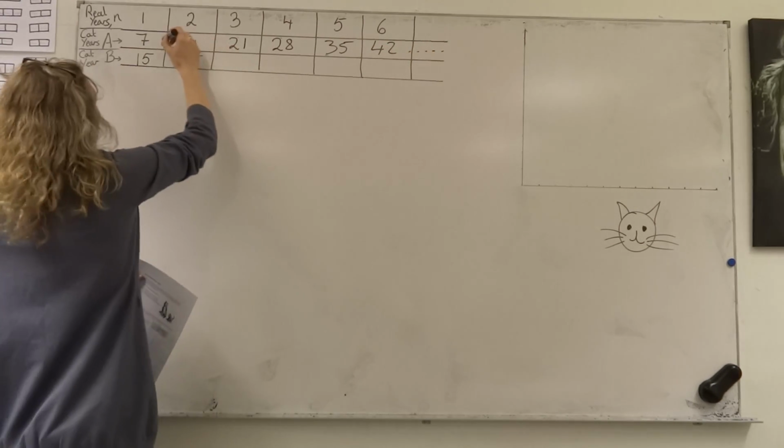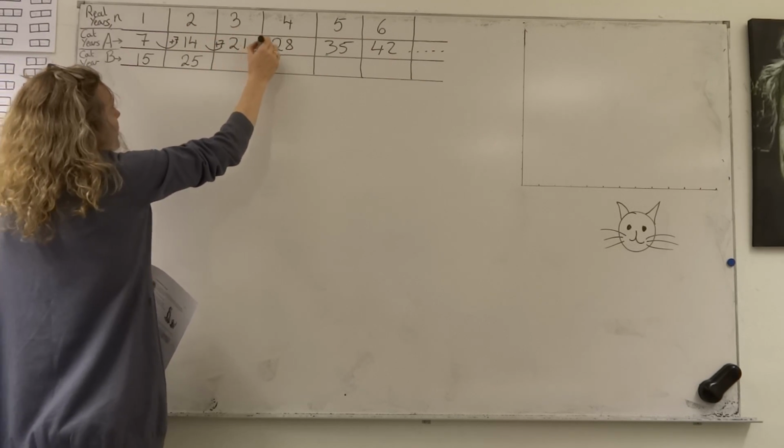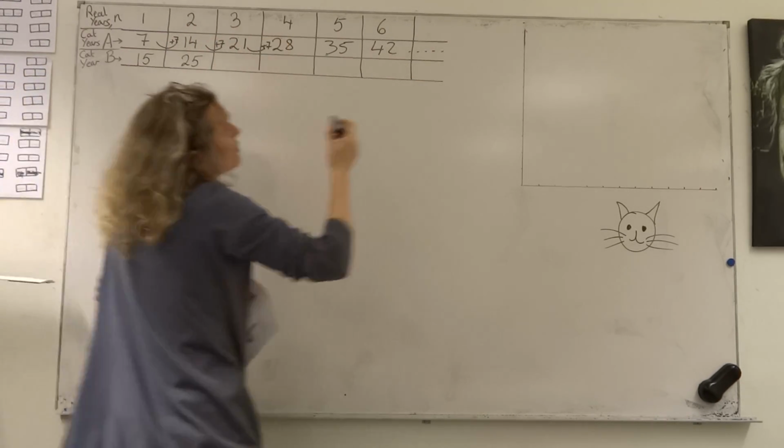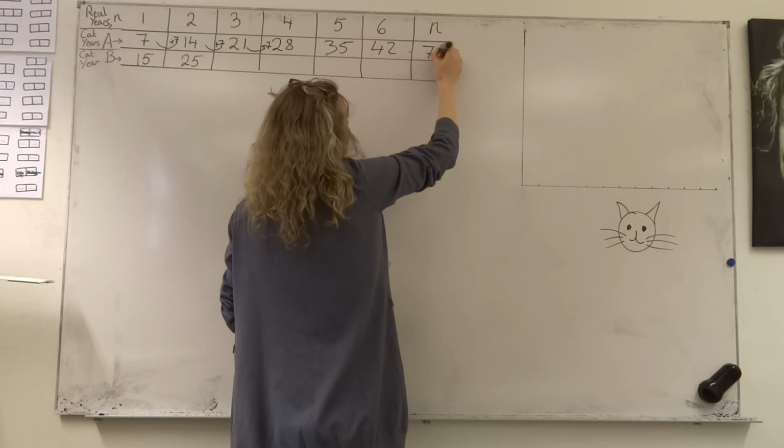And if we look at what's happening here, we know that we can see the pattern is just plus 7 each time. So it's really easy to get what it would be for n. Number of years, the formula would be 7n.